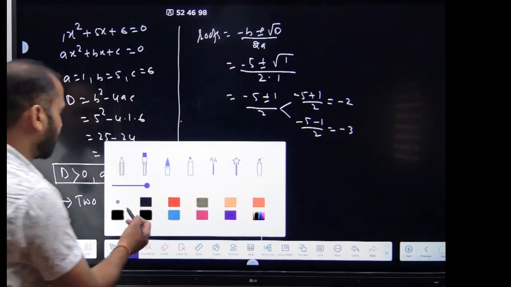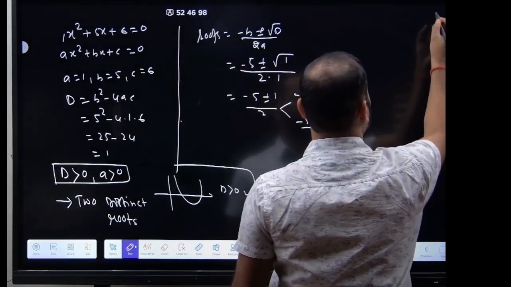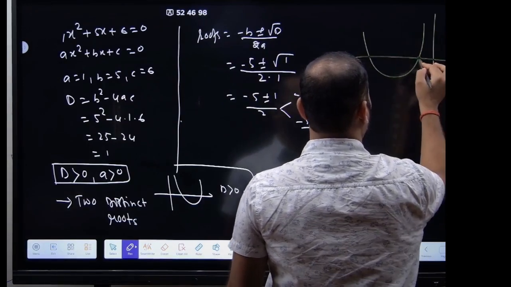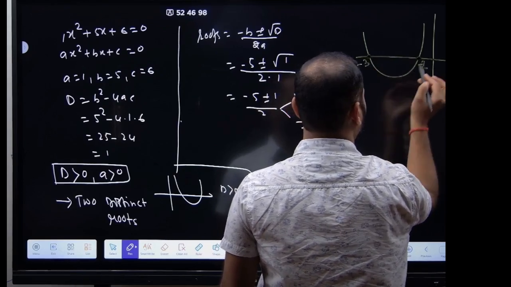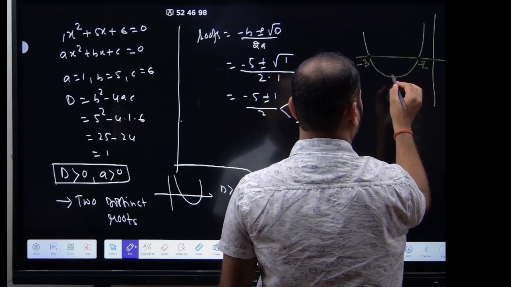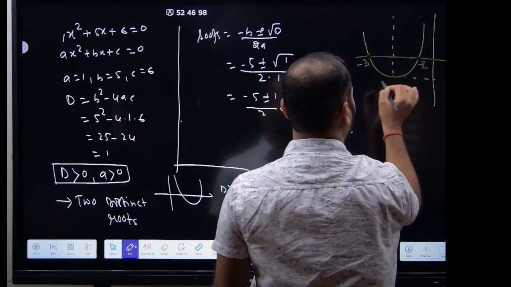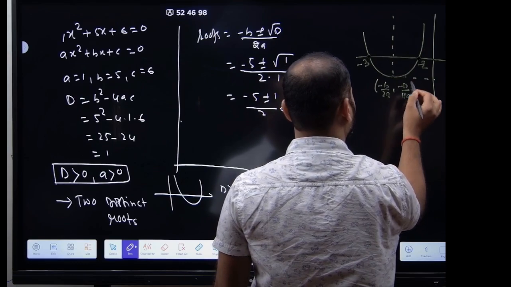So, the exact diagram, if I draw it, you will get both roots negative like this. One is minus 2 and the other is minus 3. Correct? Same way you will write this. For this particular point, tell me minus b by 2a comma minus d by 4a. Calculate that.